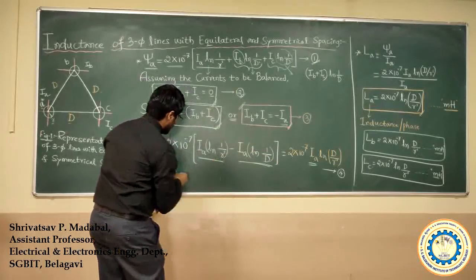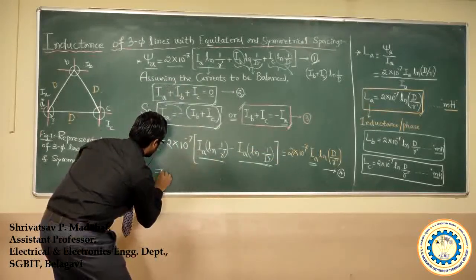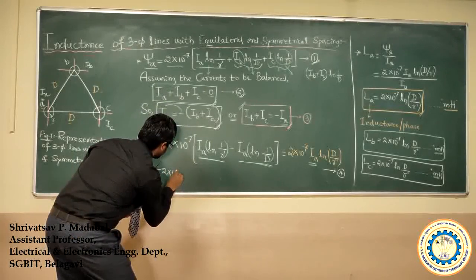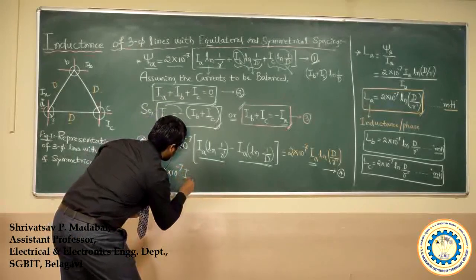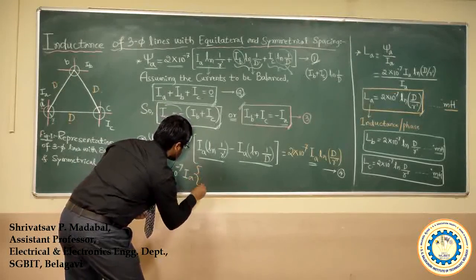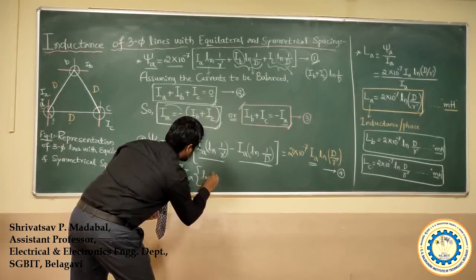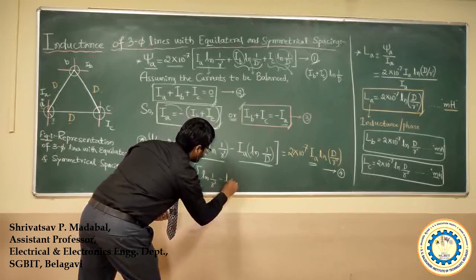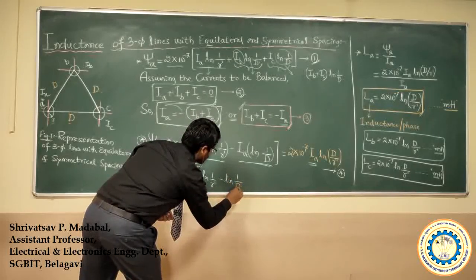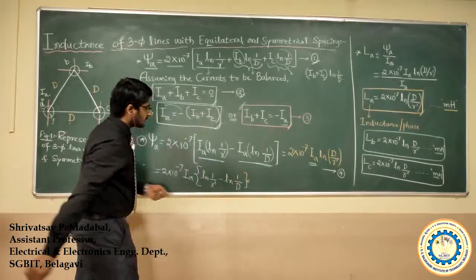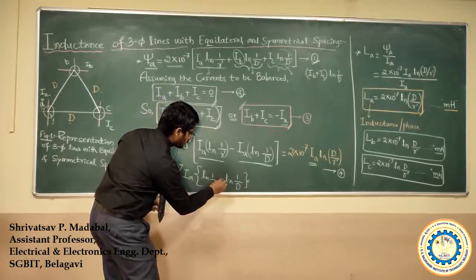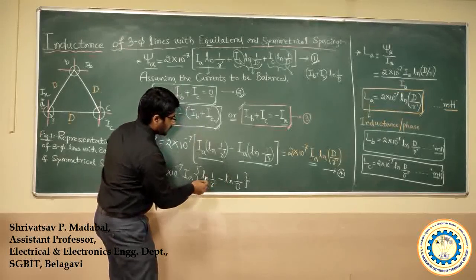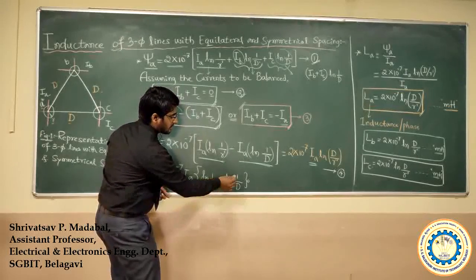I will just write it here. It will be 2 into 10 raised to minus 7 times IA taken as common outside, multiplied by ln of 1 by r dash minus ln of 1 by d. I can write this using the basic operations on logarithms: ln of 1 by r dash minus ln of 1 by d.